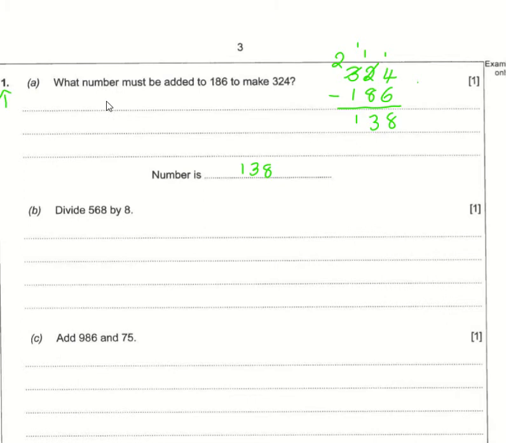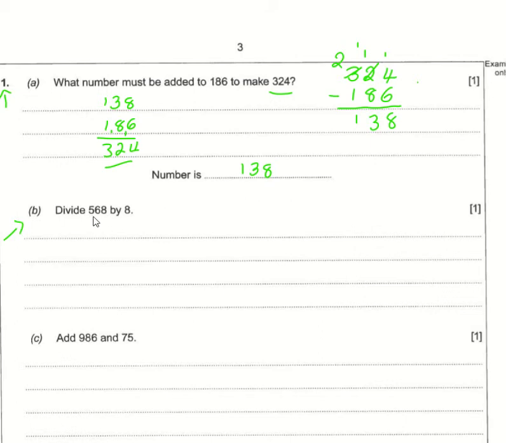We can check that by adding 138 and 186, and it should come to 324 if we're correct. 8 and 6 is 14. 3 and 8 is 11, and 1 is 12. 1, 2, 3, 324. So I know we're right.